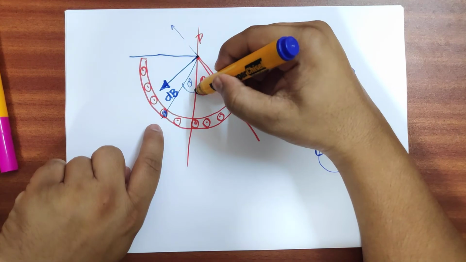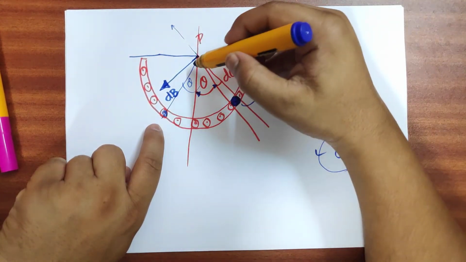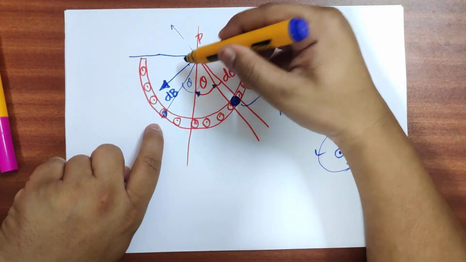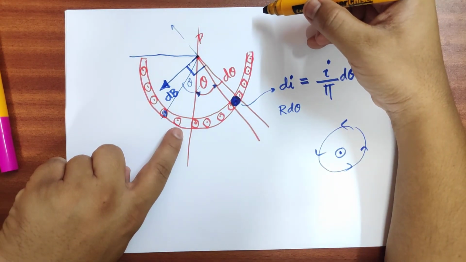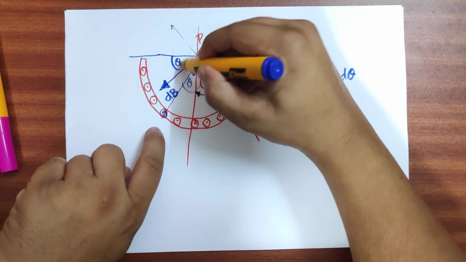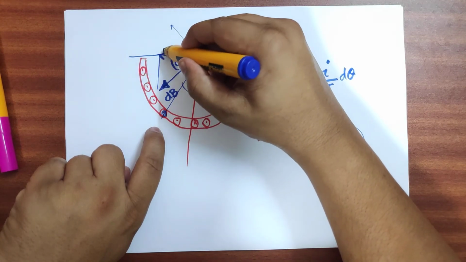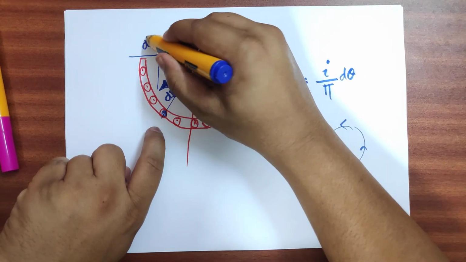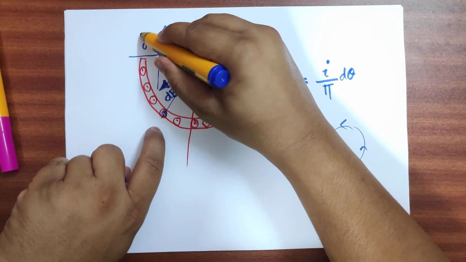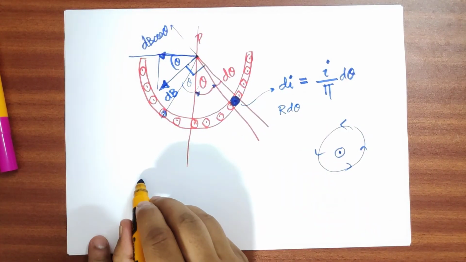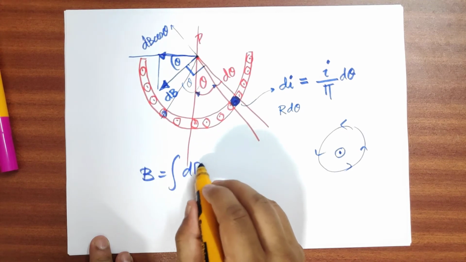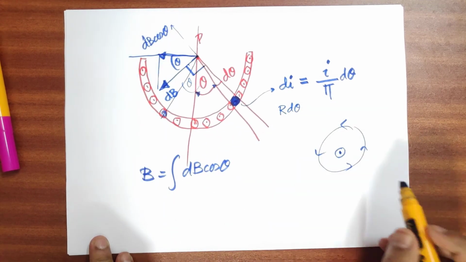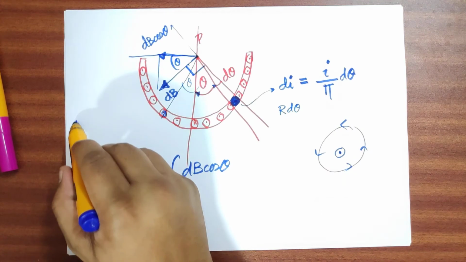So you have to find this component. If this is theta, then this is 90 degrees, or this is theta. So this is actually dB cos theta. So the resultant field is the integration of dB cos theta, and it is in this direction.